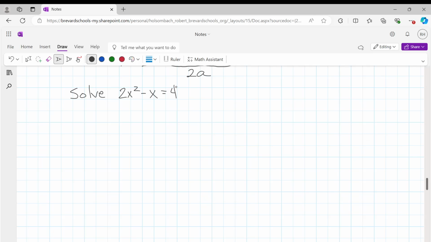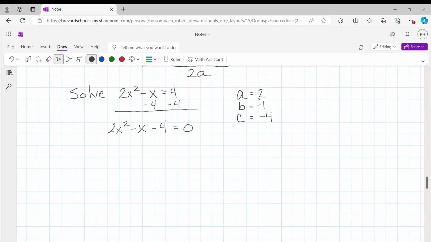all right, the first thing we want to do is get everything on the left-hand side of the equation and set this equation equal to 0. So we're going to subtract 4 from each side. On the left-hand side, we get 2x squared minus x minus 4 is equal to 0. The next thing that I would suggest you do is list your a, your b, and your c. So the a is 2, the b is equal to -1, and c is equal to -4.